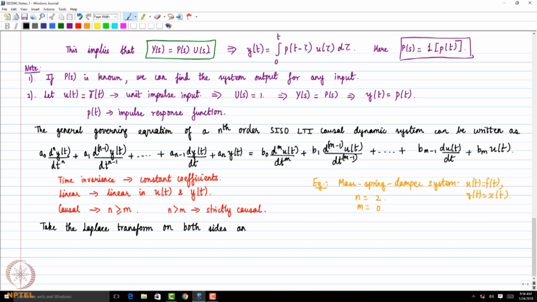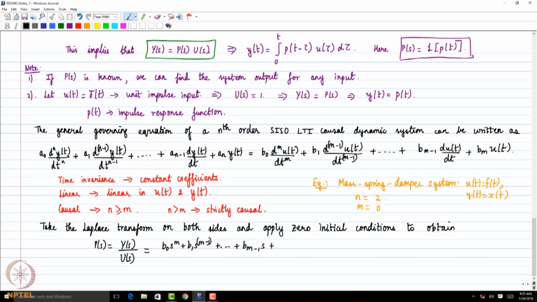Okay, and apply 0 initial conditions to obtain P of s equal to y of s divided by u of s, the plant transfer function, which will turn out as b naught s power m plus b1 s power m minus 1 all the way till b m minus 1 s plus b m, divided by a naught s power n plus a1 s power n minus 1 all the way till a n minus 1 s plus a n.